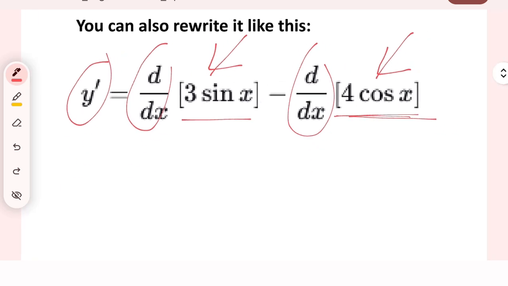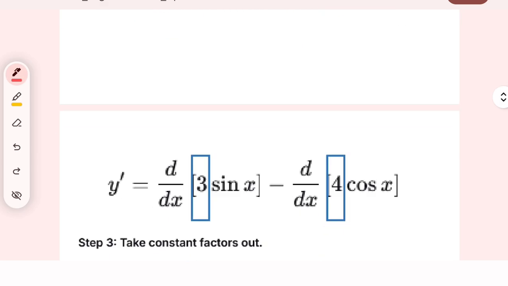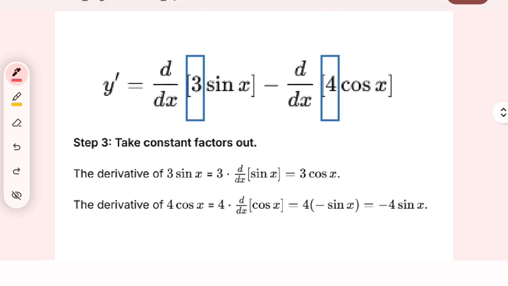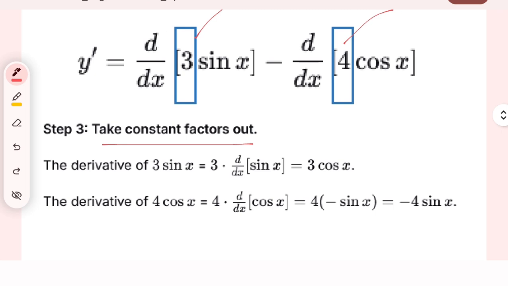All right, so what is the derivative of 3 sine x? Since there are constants here, a constant 3 and a constant 4, we can just take the constant factors outside. So for the derivative of 3 sine x, we put the 3 outside, and then we take the derivative of sine x, which is cosine x. Therefore, the derivative of 3 sine x is 3 cosine x.